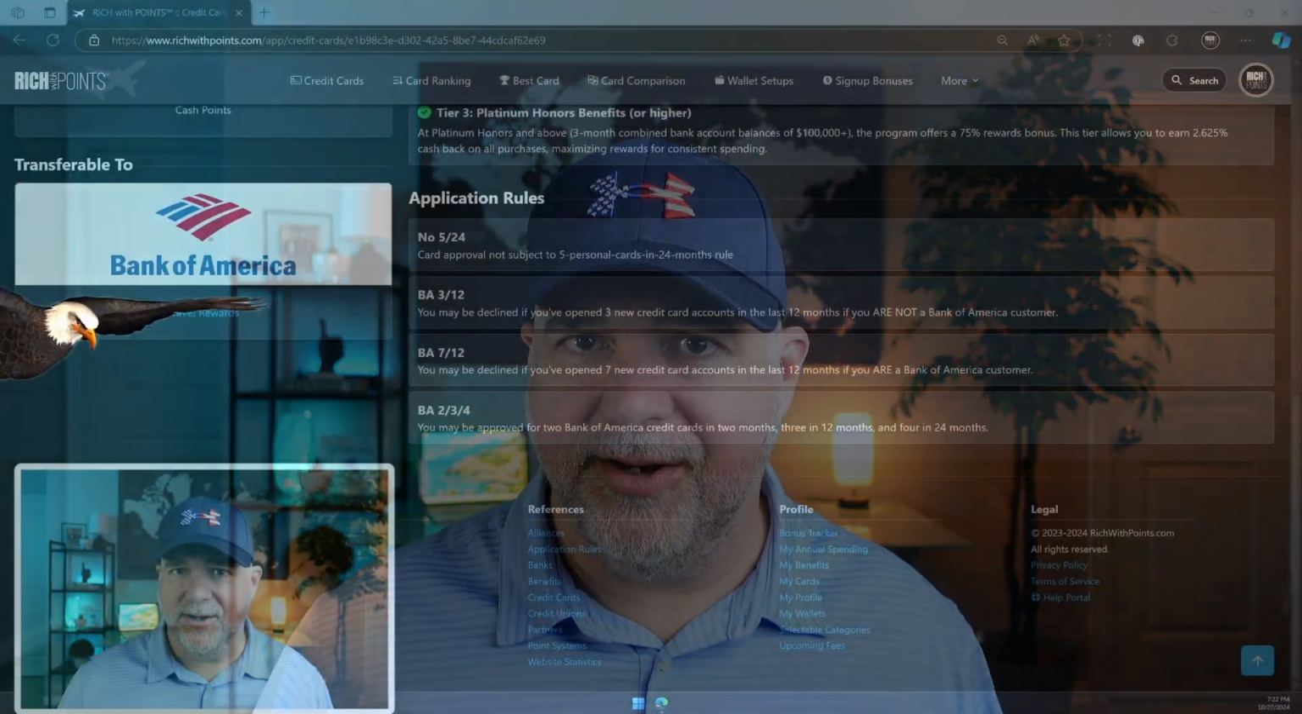All right, for application rules. Now, I'm going to have to start prefacing this anytime I talk about application rules. These aren't hard and fast. Everyone has their own data points. There's an exception for every single rule. These are the ones I know for Bank of America.